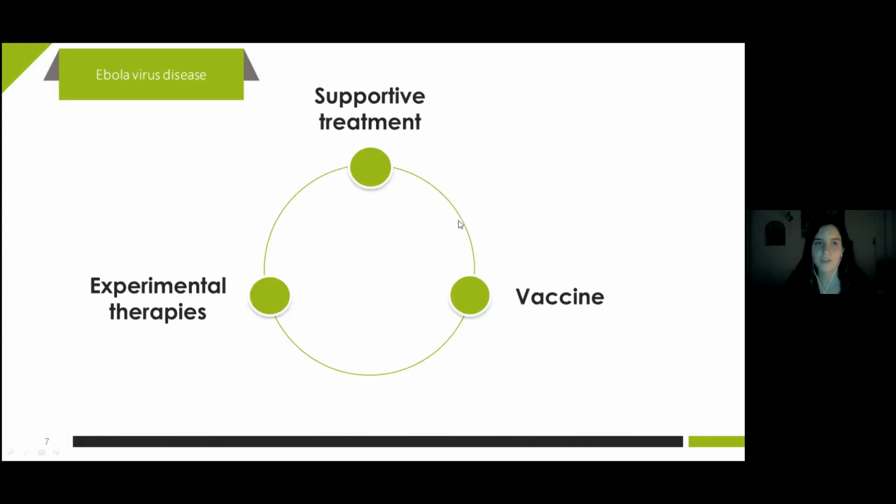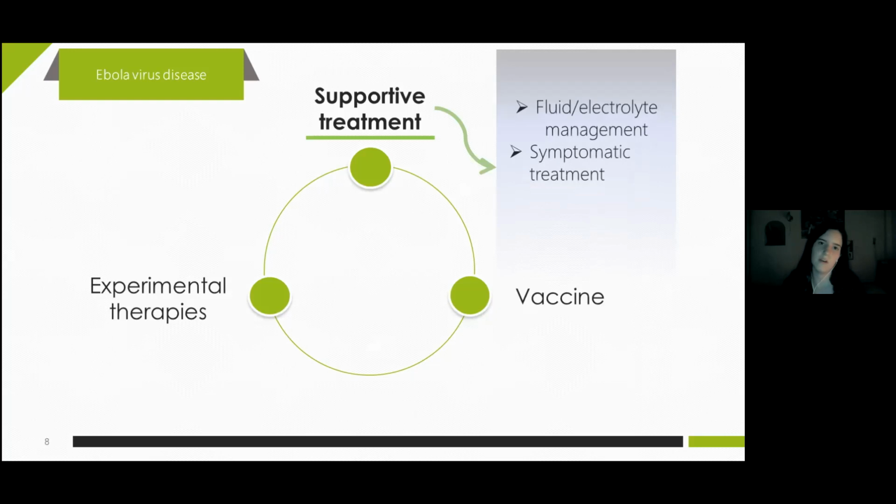So when faced with the Ebola virus disease, we have a trifecta of three paths. We have the supportive treatment, the experimental therapies, and the prevention route of the vaccine. The supportive treatment, which is the first course of action, is aimed mainly at the management of the fluid loss and the electrolyte loss that is caused by the onset of the disease, as well as the treatment of various symptoms, such as the fever or the gastrointestinal symptoms or the aches.